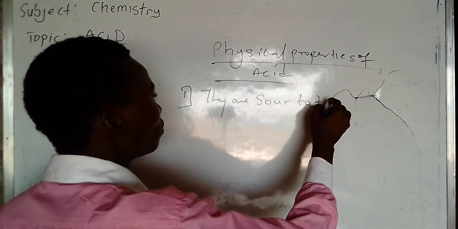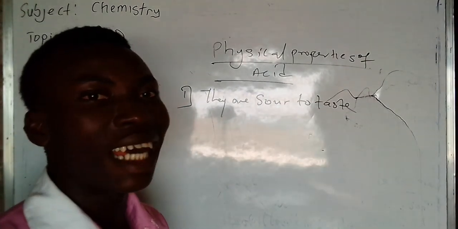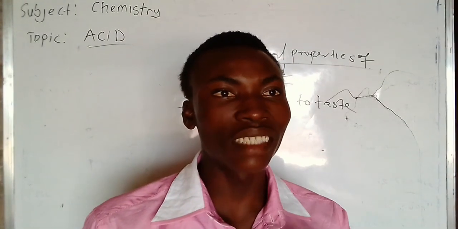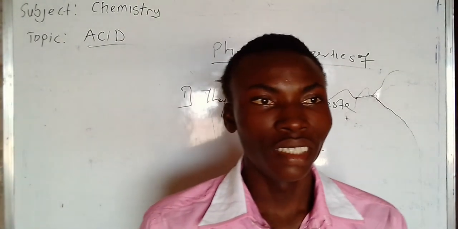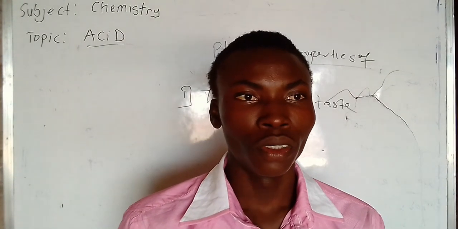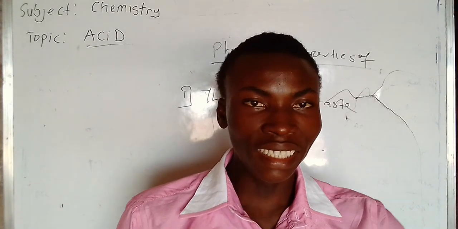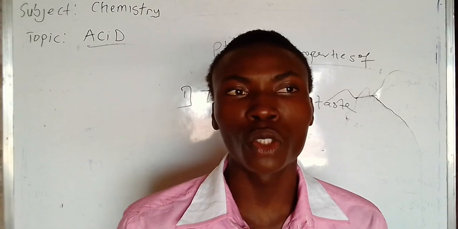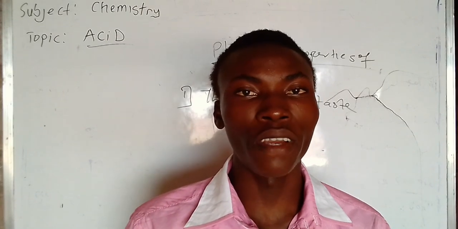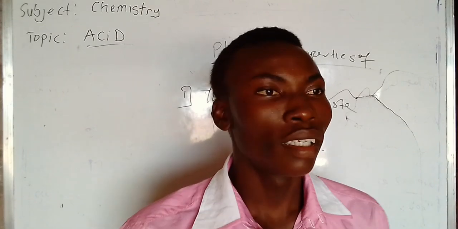Sour to taste. That is to tell you that when you taste acid, they are sour. If you want to know this, just get an unripe fruit, e.g. orange. Get the unripe one. Cut it, then get some little quantity onto your tongue and see what will happen. You see how you are going to squeeze your face. Why? Because they are sour to taste.